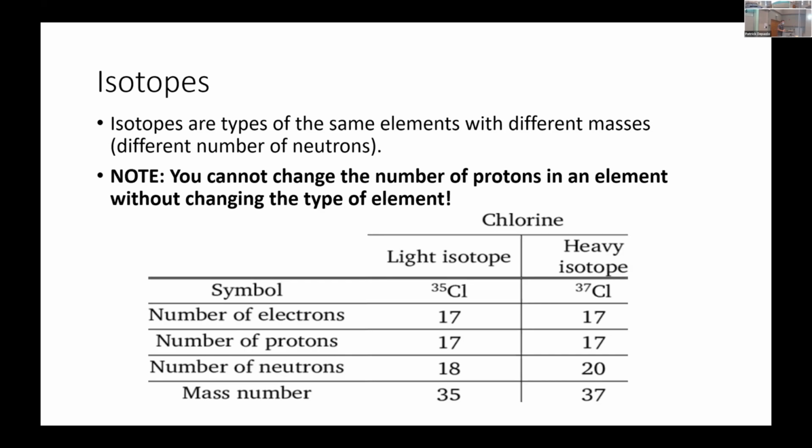So let's say chlorine has a light isotope and a heavy isotope. Every single isotope of chlorine will have 17 protons, because that is the atomic number for chlorine. Then the neutrons will change based on the type of isotope: chlorine 35 will have 18 neutrons, chlorine 37 will have 20 neutrons. The mass number of each isotope is calculated by the protons plus the neutrons. So 17 plus 18 for the light isotope is 35, and 17 plus 20 for the heavy isotope is 37.